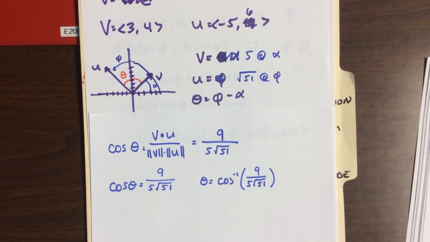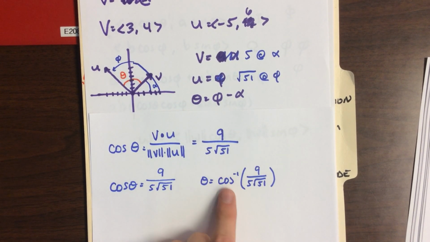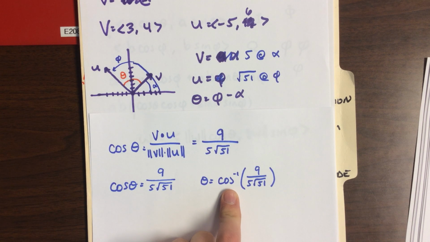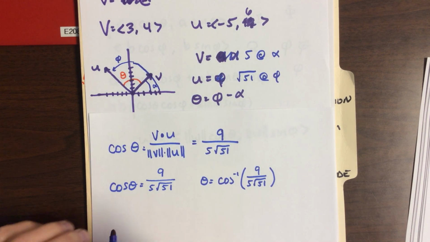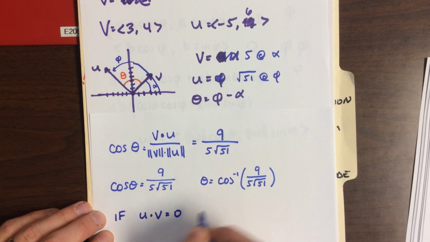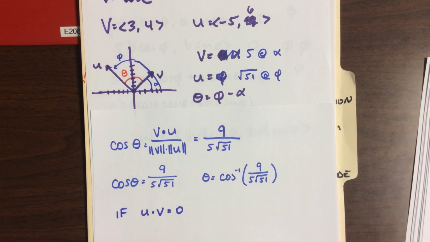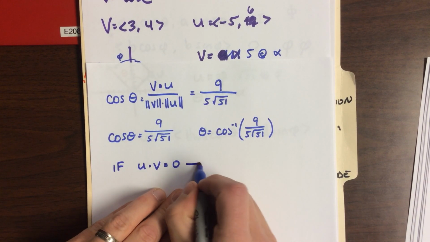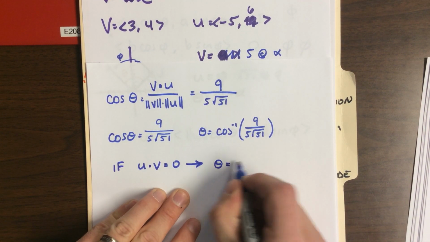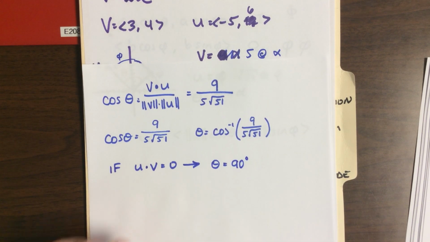If this is 90 degrees, cosine inverse of what is going to give us 90? Well, cosine of 90 degrees is? What's the cosine of 90? Cosine of 90 is 0. So, if the dot product is 0, then that means that the angle is 90 degrees.